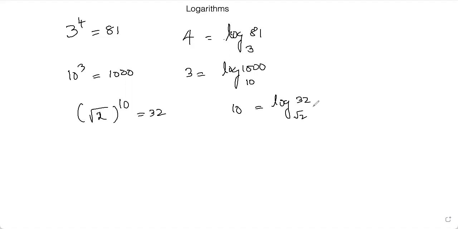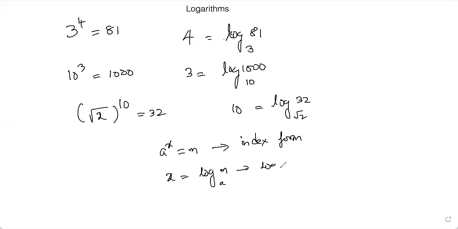Okay, the relation a power x is equal to m is called the index form or the exponential form. Okay, and x is equal to log m to the base a is the logarithm form. Okay, so this is an index form, and this is the logarithm form.